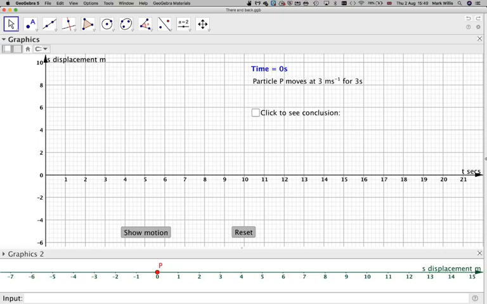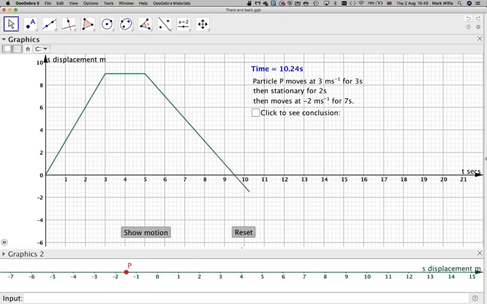Let's just have a look to see its motion. We'll look at the motion several times. So look at the particle down the bottom here and the graph at the same time. So it goes up to 9, it rests there for 2 seconds, and then goes minus 2 meters per second for 7 seconds.